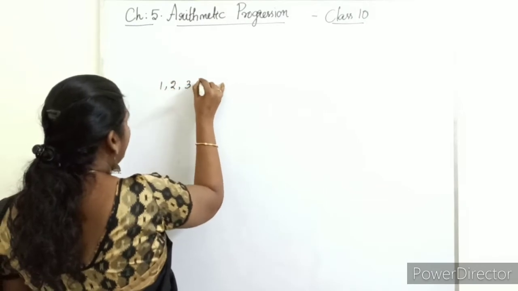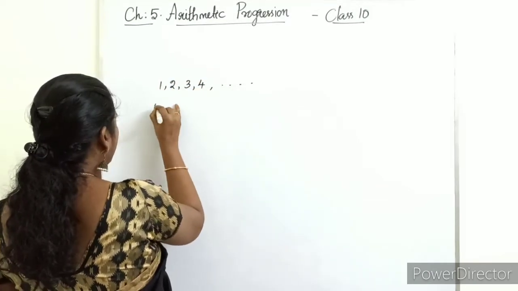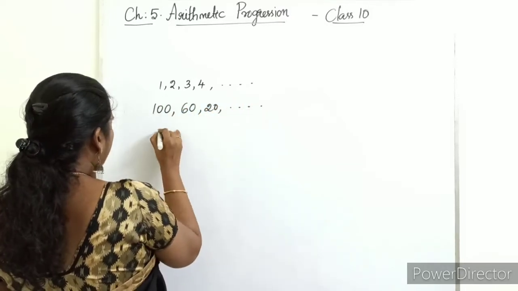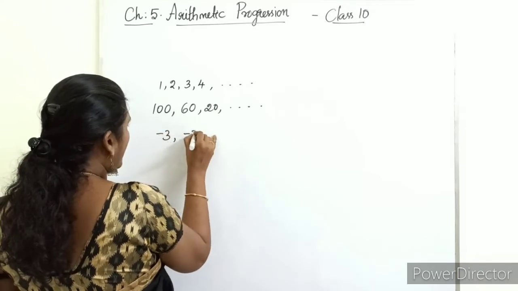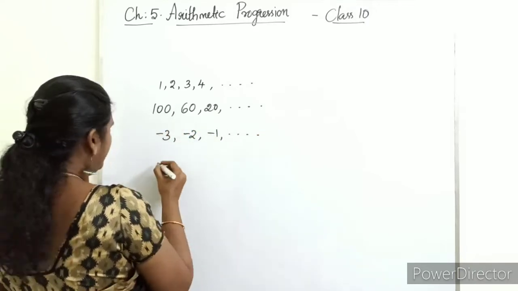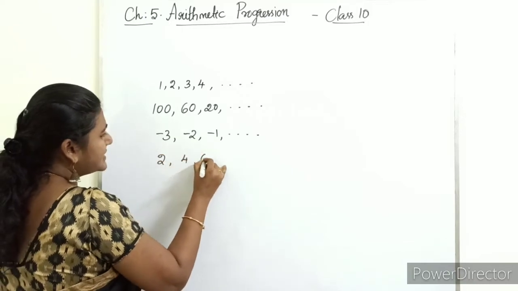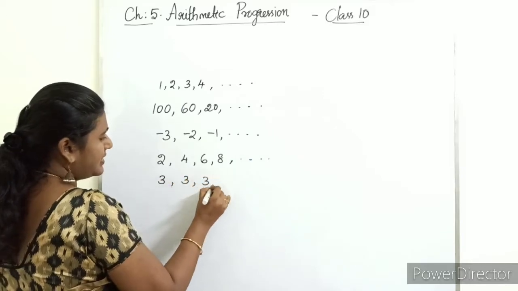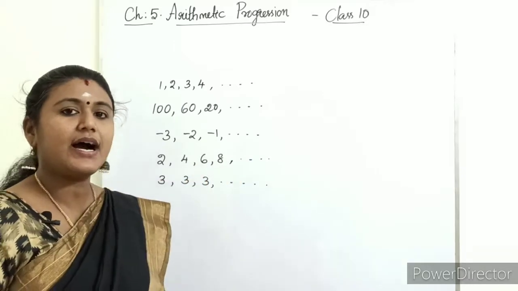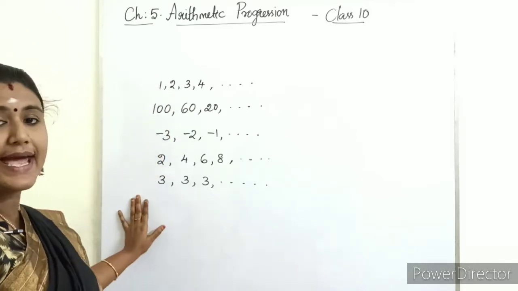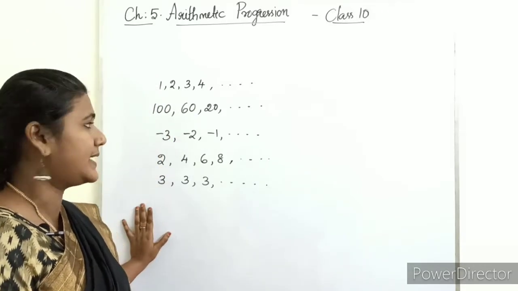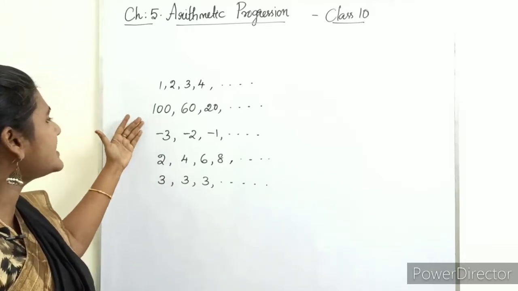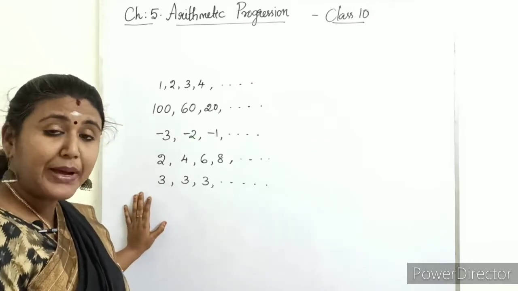1, 2, 3, 4, etc. Then 100, 60, 20, etc. Then minus 3, minus 2, minus 1, etc. 2, 4, 6, 8, etc. 3, 3, 3, etc. So here I have written a few lists of numbers, a few examples of lists of numbers. Do you observe any pattern here? In each example, can you observe any pattern here?